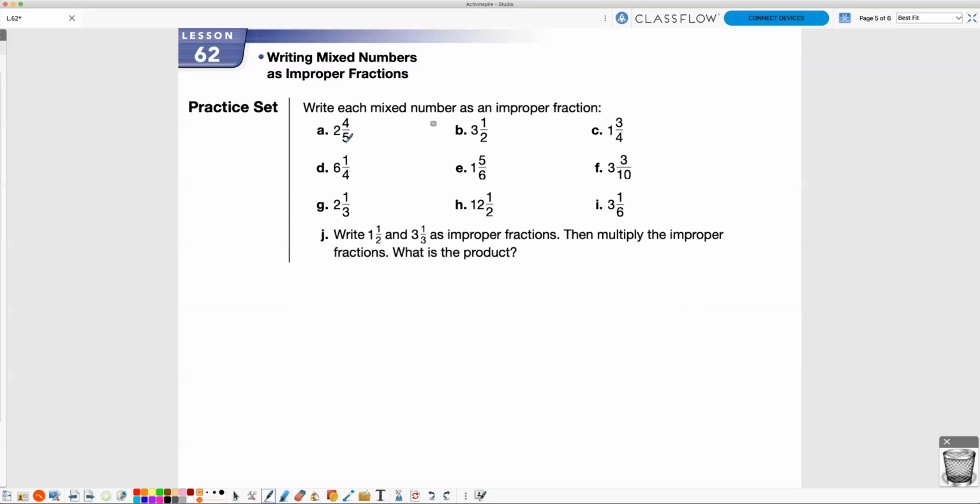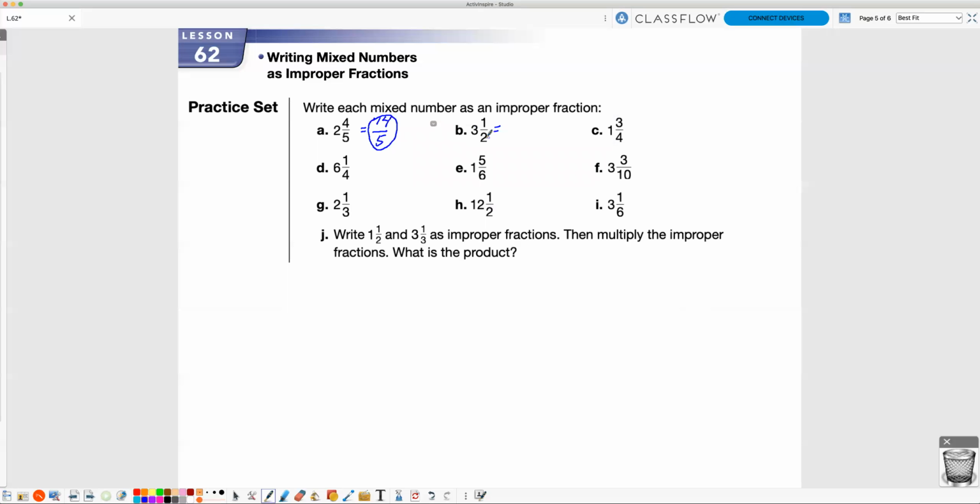So if I was going to do this, I would just take 5 times 2, which is 10, and 10 plus 4 equals 14. 14 is the numerator, and 5 is the denominator. This would be the mixed number changed to an improper fraction. This is the improper fraction. Letter B, 3 1/2.